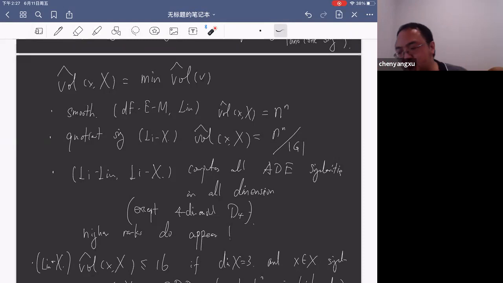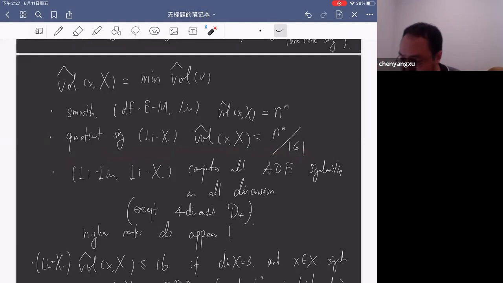But because P^(n-1) is K-stable, then the quotient is always K-stable. The other way is more complicated, but to prove the quotient of a K-stable is K-stable, that's standard. So this way, we got this quotient singularity.